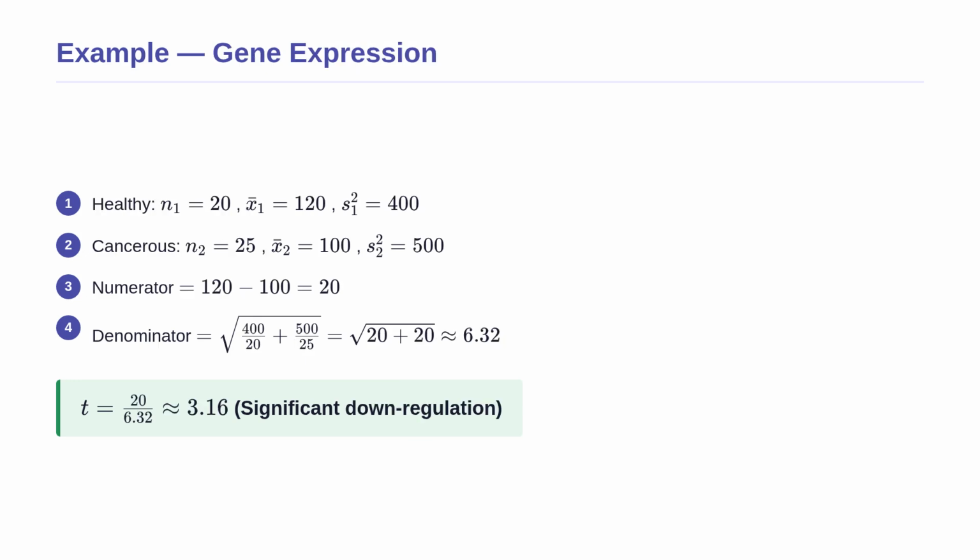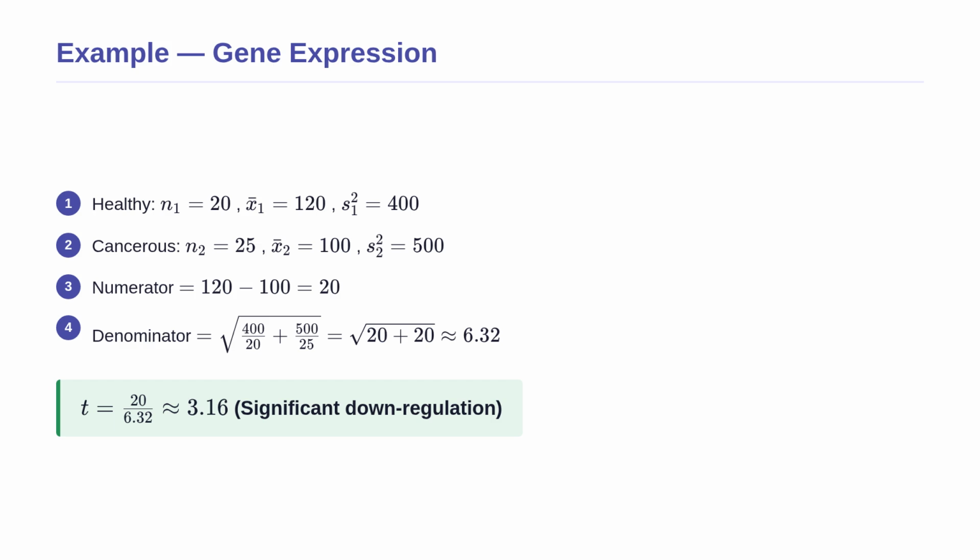Now that we have successfully used the formula once, let us tackle a more complex example from genomics. A computational biologist is analyzing if the BRCA1 gene is expressed differently in healthy versus cancerous breast tissue. We are given 20 healthy samples with a mean expression of 120 units and a variance of 400. The cancerous group has 25 samples, a mean of 100, and a variance of 500. Notice our sample sizes are different this time.